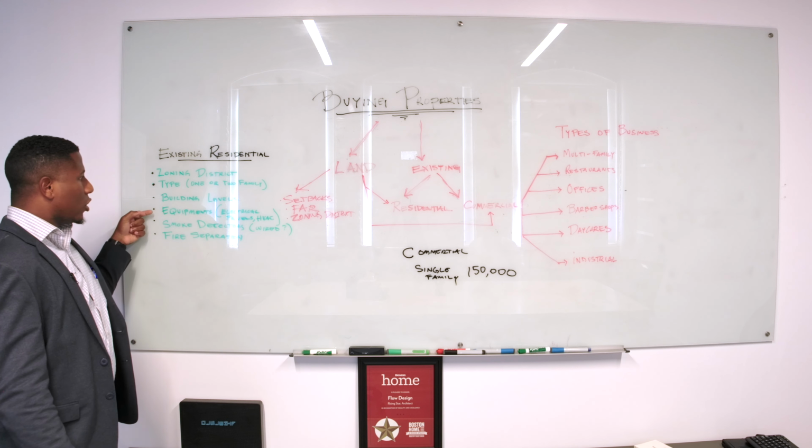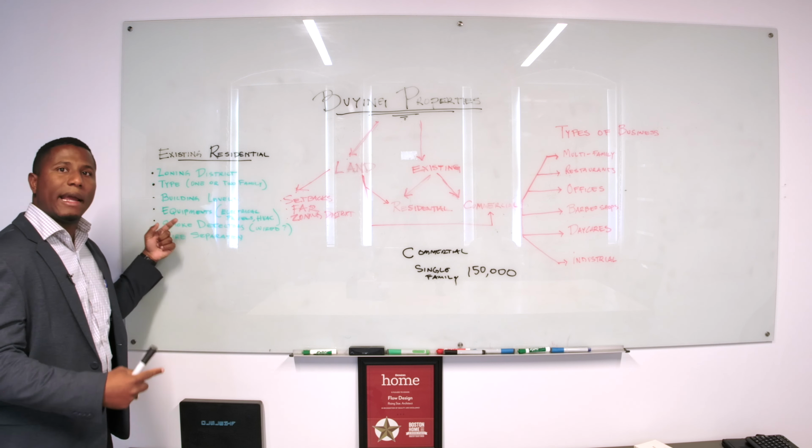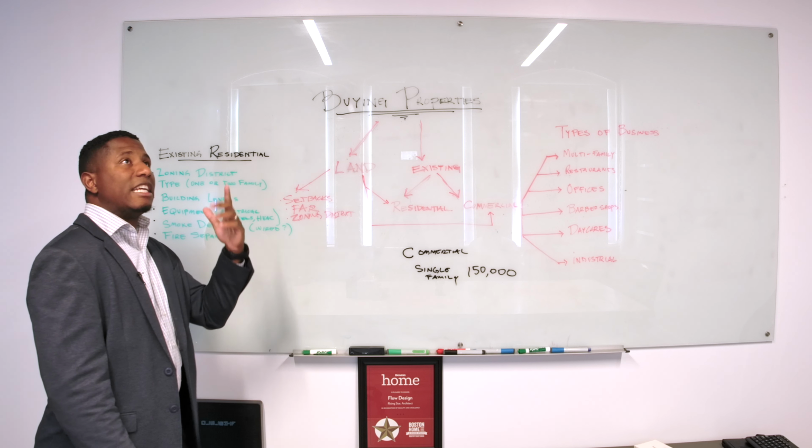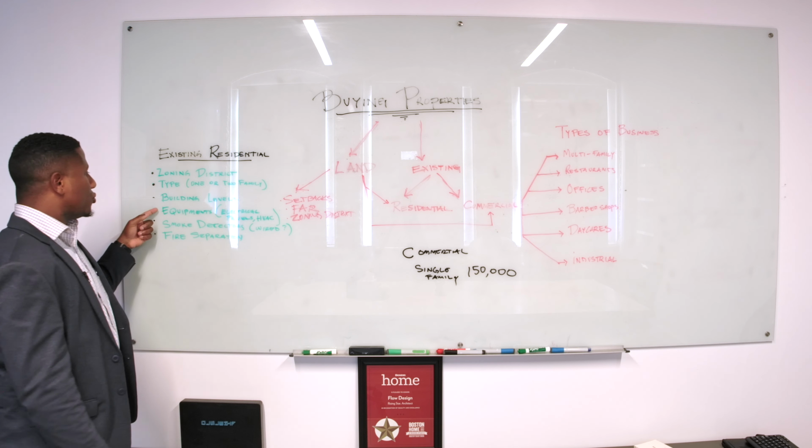Now that we talk about equipment areas and electrical panels, make sure you walk around the property. Make sure you understand, is my roof leaking? Those things, make sure you understand that.